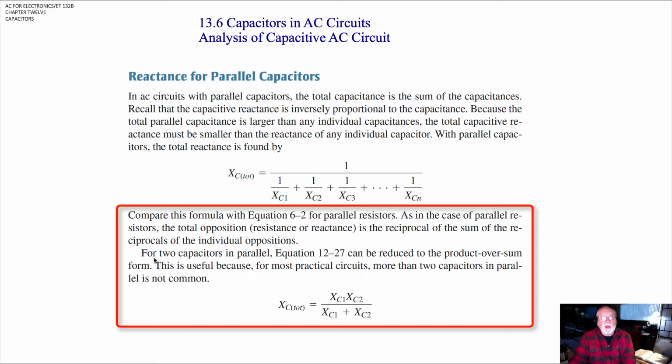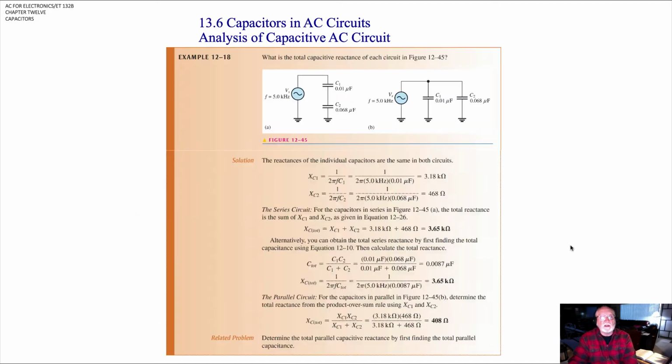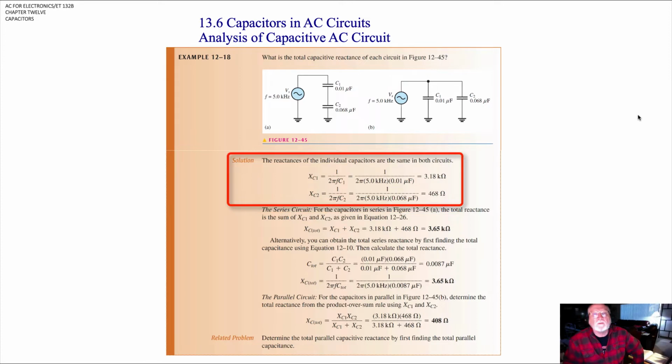So for two capacitors in parallel, we can say that it can be reduced to the product over the sum form. Again, this should be something you're familiar with from ET131, the product over the sum. This is useful because for most practical circuits, more than two capacitors in parallel is not common. So let's take a look at an example here of series and parallel circuits.